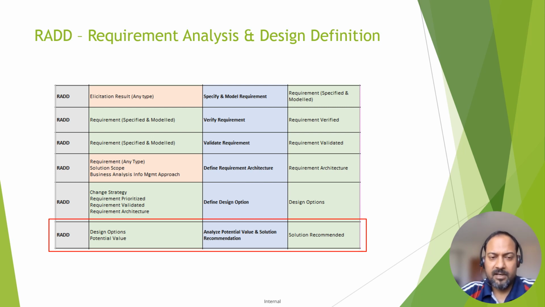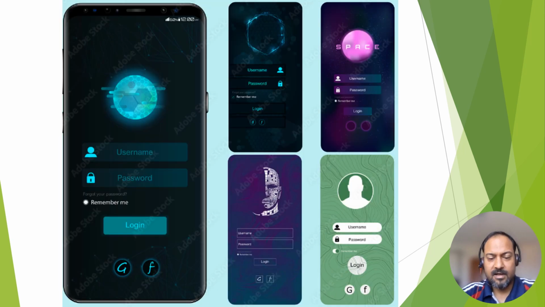And here we are considering the different design options and comparing the potential value of those different design options. For example, we have analyzed and identified five design options, and out of those five we have finalized this one based on the potential value. And as I said, there are different techniques to measure the potential value. So based on that we have identified this, and there might be some trade-offs that we are making.